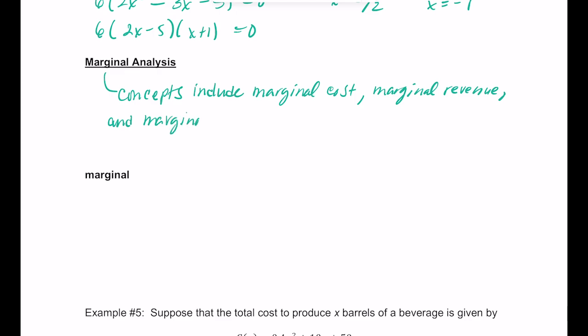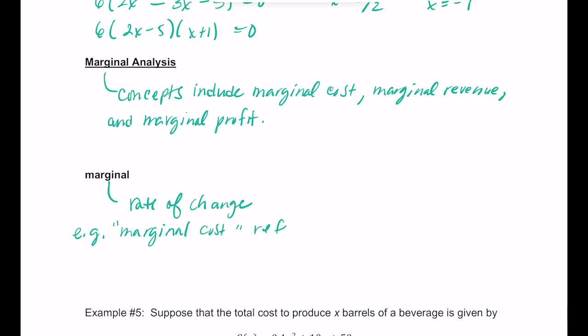So we looked at all of that, right? I mean, we looked at cost functions, we looked at revenue, we looked at profit. So marginal is slope, and we know slope is just rate of change. Okay, an example is like marginal cost refers to the rate of change of cost. And the marginal cost is just found by taking the derivative of the cost function.